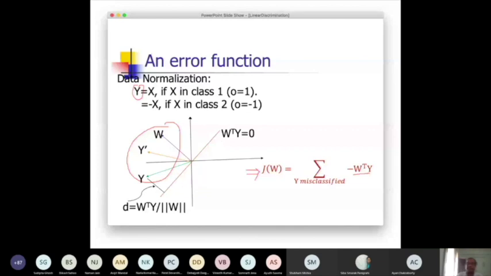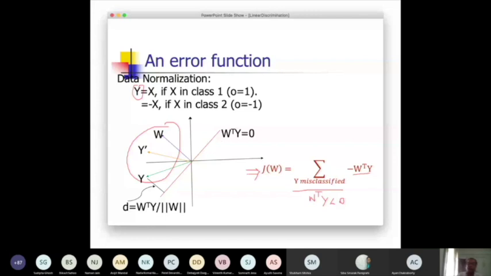Now, Y misclassified also means W transpose Y is negative. It is the same thing. I said Y misclassified, or I could have written W transpose Y is less than 0. We will consider only those Y's, those samples, and if I add them, I will get the corresponding error value with respect to W. So it's a function of W, and I am writing it as, say, J(W). Is this clear?